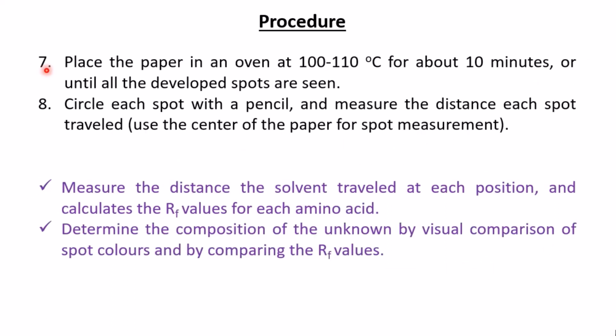This is the kind of color you see after spraying with the ninhydrin reagent. So the same thing applies here. You are going to measure the distance traveled by the solvent, the distance traveled by your spot, and then you calculate the RF of the individual spots, right? And then you determine the identity of your unknown based on the comparison with your RF values.